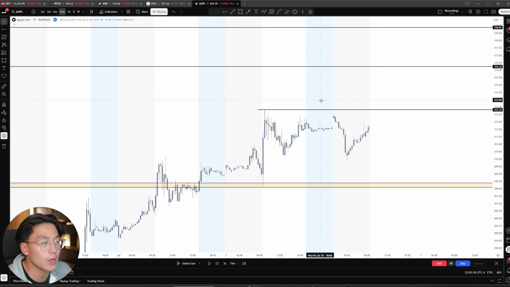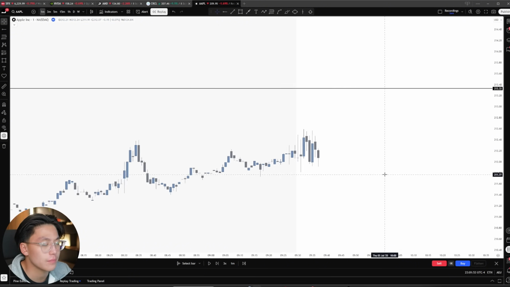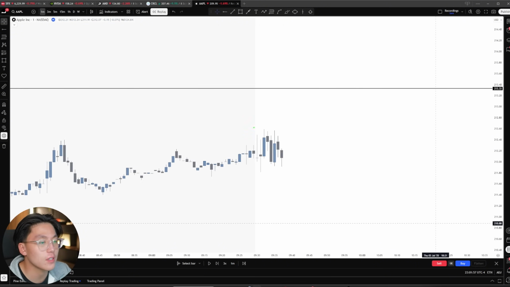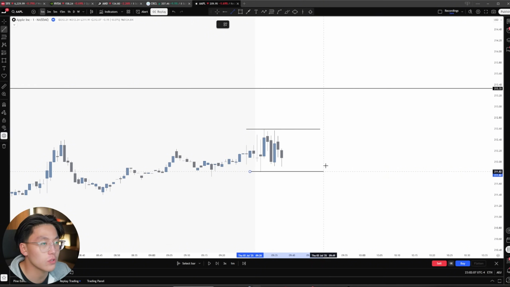Now with the levels marked out, let's go on to the lower time frames. Now let's play out the tape. You can see so far within the first 5 minutes of market open, we're just consolidating inside of its 5-minute range. So what we can do is mark out your 5-minute opening range high, and we can also mark out your 5-minute opening range low.